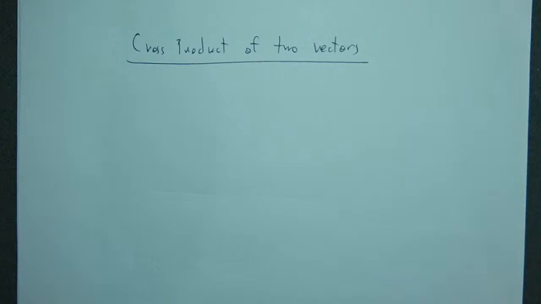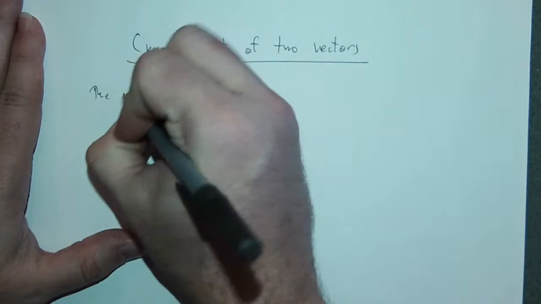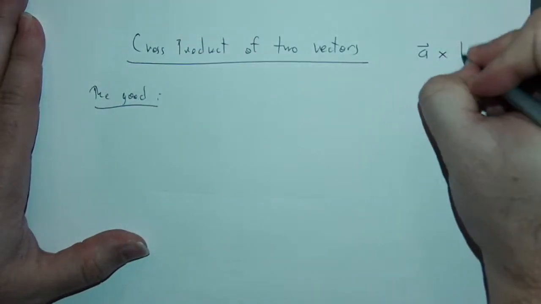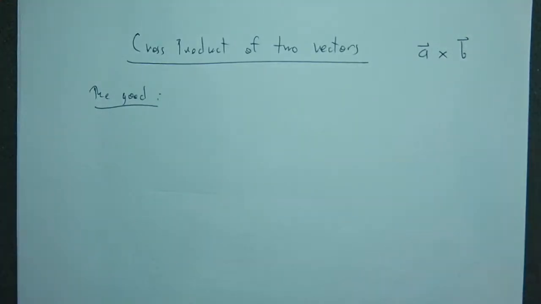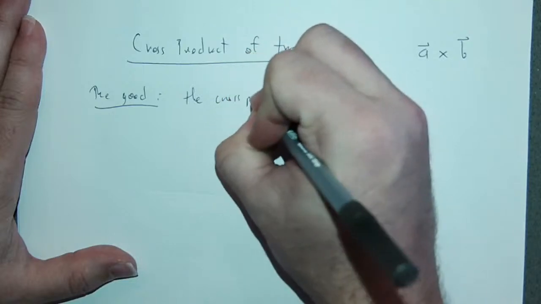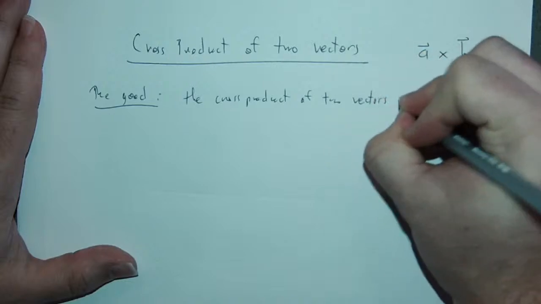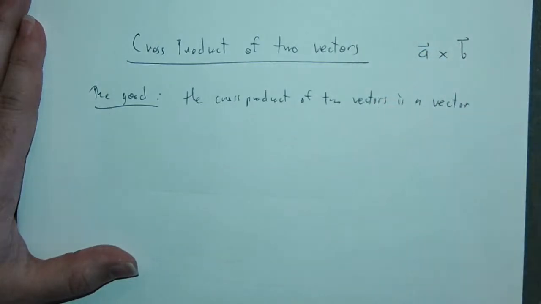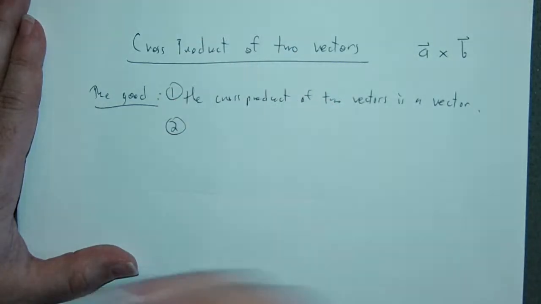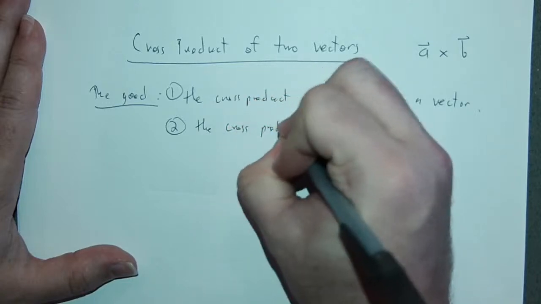Okay. So the bad thing about the cross product is that it's hard to compute. Okay, so the good. Cross product of two vectors we will write like this, and we will read that A cross B. So the good is that the cross product of two vectors is a vector. Okay, that's the first good thing. The second good thing that we'll see, I'll be vague right now, is that the cross product has nice geometric properties.